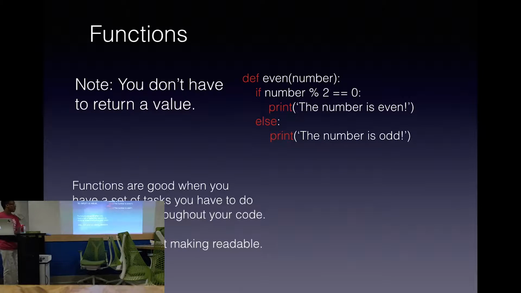Functions are really good when you want to perform the same operation or task multiple times in your program. Instead of writing it out a whole bunch of times, it's better to define it in one place and then just call that function to use later. And it also makes code more readable, having it just in one spot.